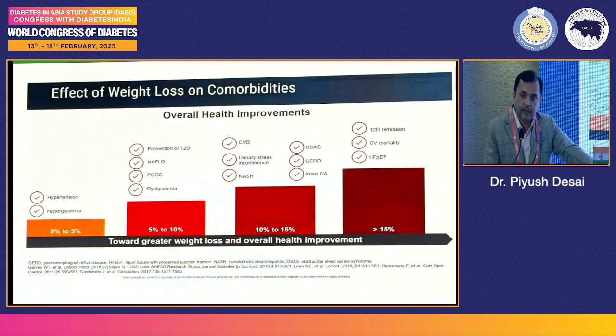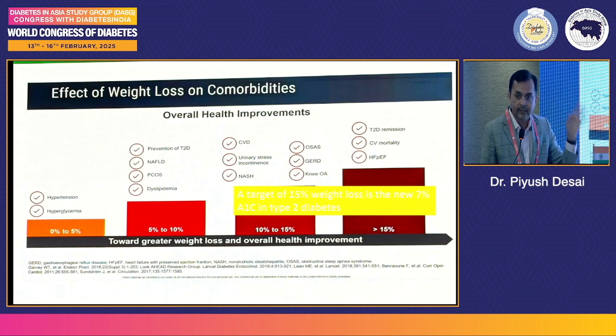For reversal, for remission actually, and for real change in fatty liver, it should be 10 to 15% weight loss, and more than 15% actually leads to type 2 diabetes remission, as well as reduced CV mortality, as well as reduced preserved ejection fraction heart failure. So the target of weight loss of 15% is the new HbA1c target of 7. What are we talking about?